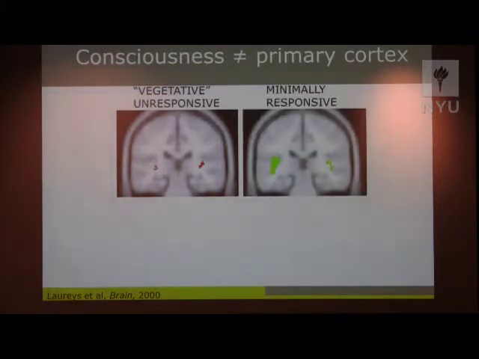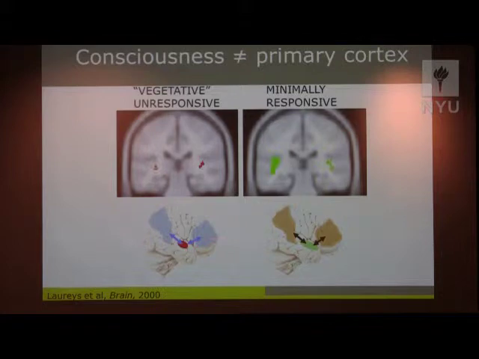It's necessary, it's not sufficient for you to be conscious. You need interaction, a communication between the auditory sensory systems and this frontoparietal external awareness network. And that is only seen in subjects who are conscious, or as here shown, minimally conscious or minimally responsive.